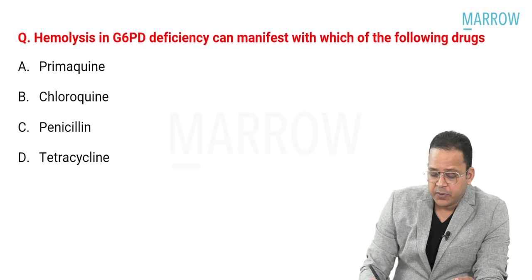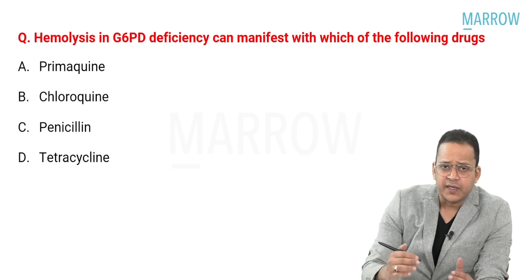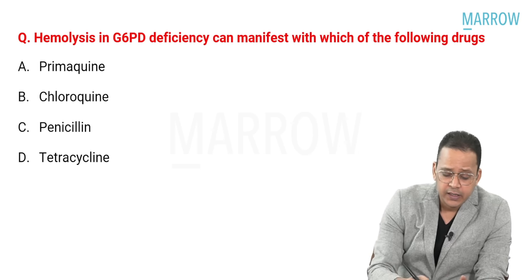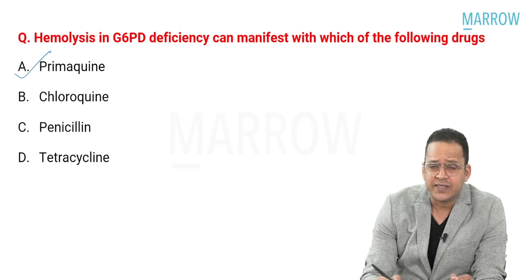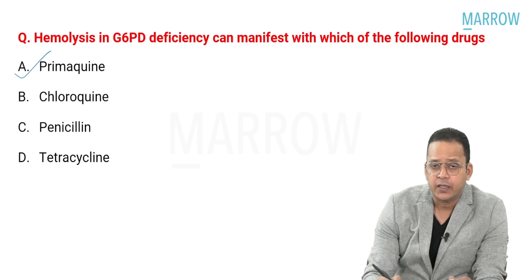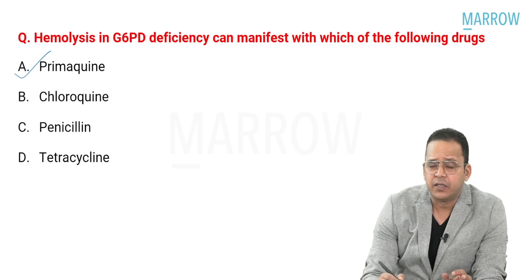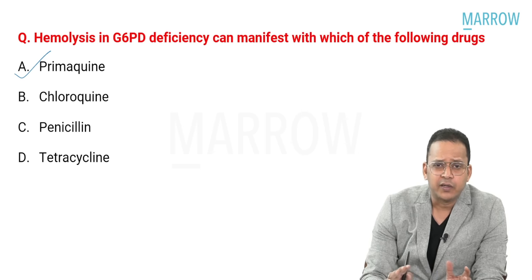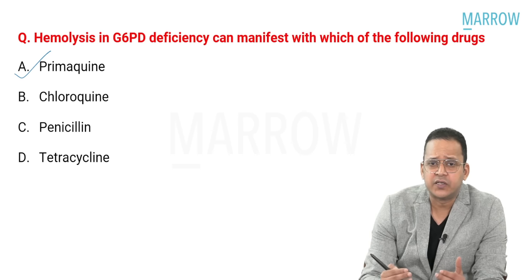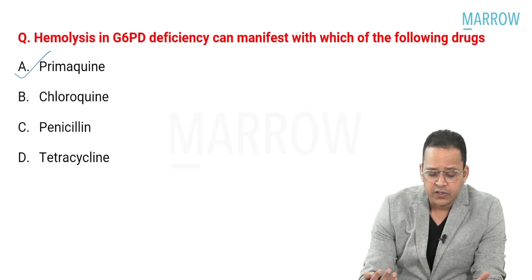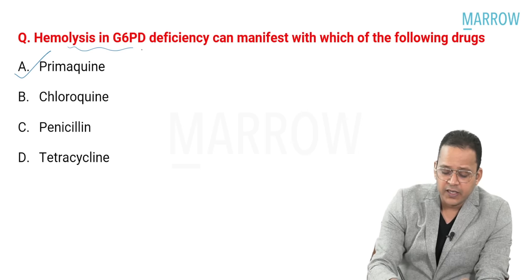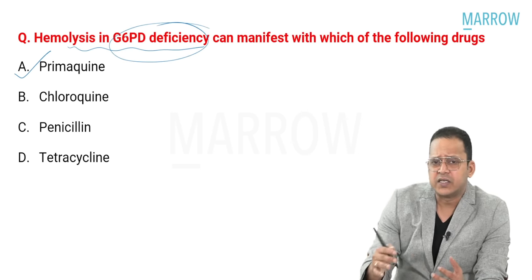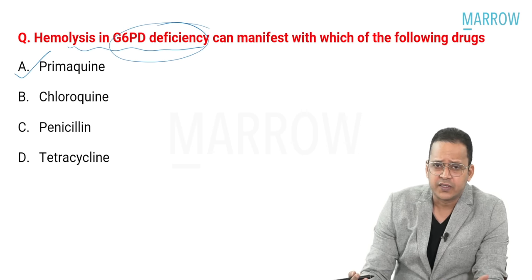Hemolysis in G6PD deficiency can manifest with which of the following drugs? Primaquine, chloroquine, penicillin, tetracycline. See, among the anti-malarials, the one drug that causes hemolysis in G6PD deficiency is primaquine. Primaquine has a definitive history of causing hemolysis. Quinine and chloroquine, there are some cases of hemolysis, but it is not definite. So best answer here is primaquine. So drugs causing hemolysis in G6PD deficiency, it has been asked a lot of times. It's a simple MCQ.